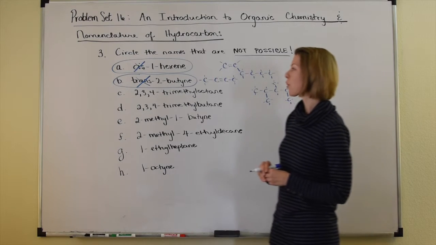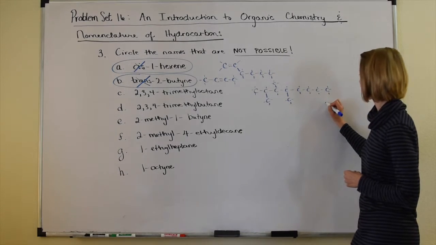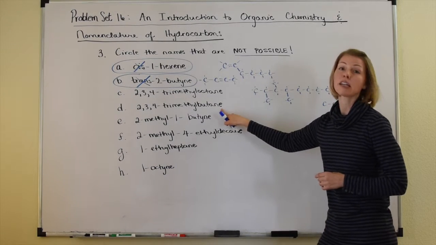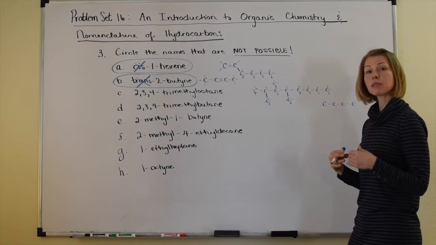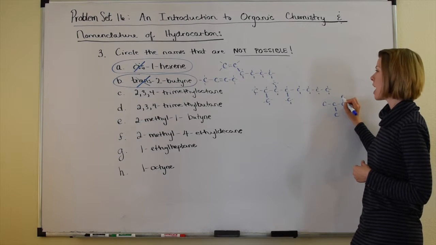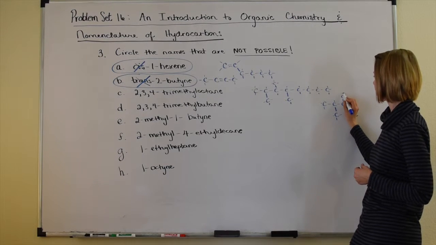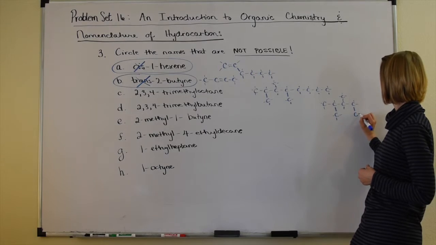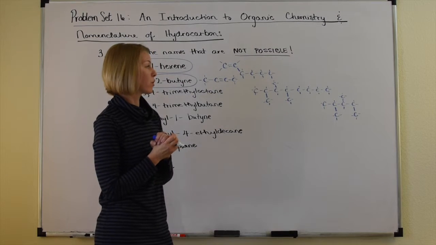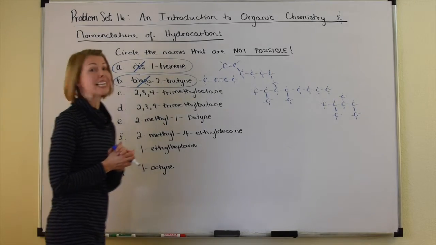D, 2,3,4 trimethyl butane. So let's draw that one over here. So butane is 4 carbons, 3 and 4. It's an alkane, so all carbon-carbon single bonds. And then the name is implying that there's a branch group off of the 2 position, off of the 3 position, and off of the 4 position. And I'll go ahead and draw my little lines here to my hydrogen. Okay. So I'm hoping that when you look at that structure, you right away notice that the name 2,3,4 trimethyl butane is not possible.